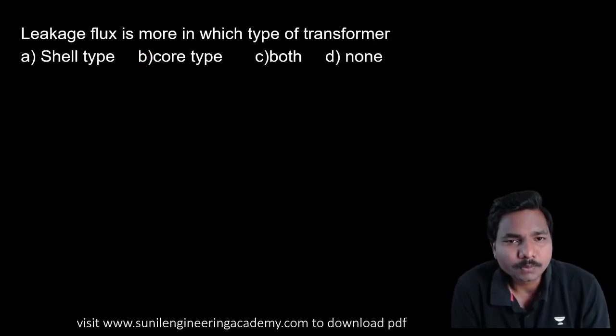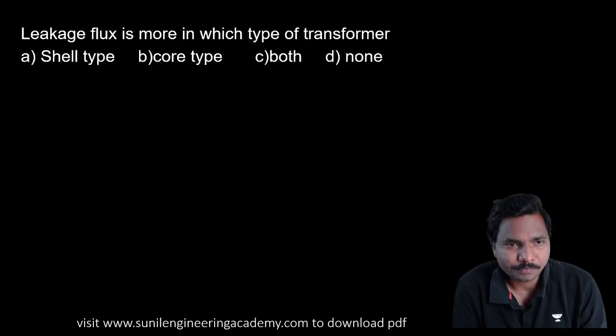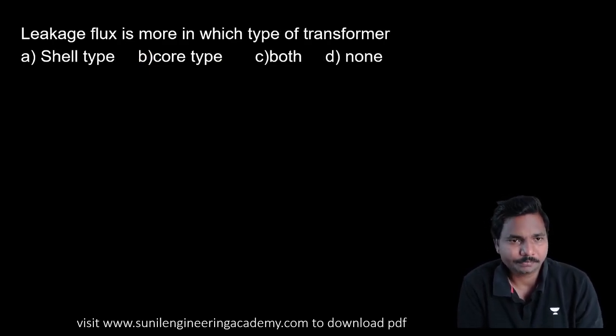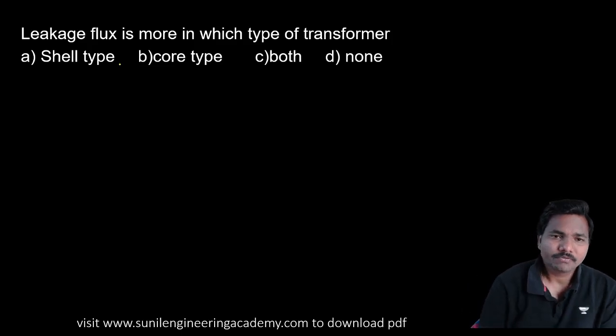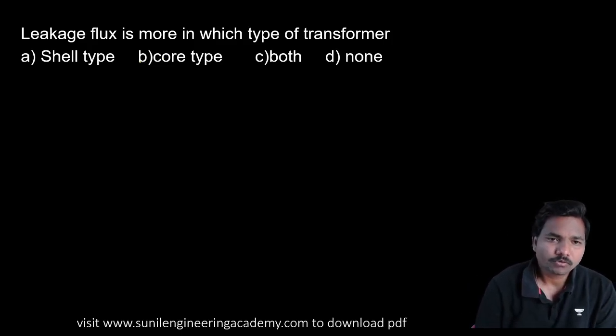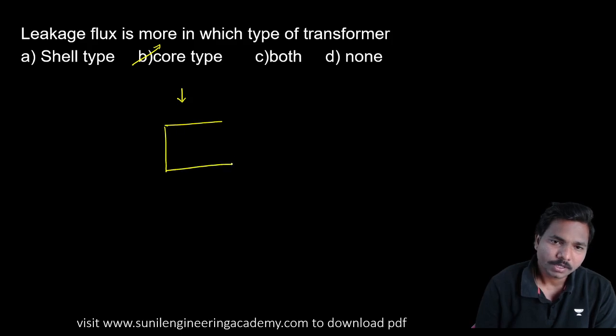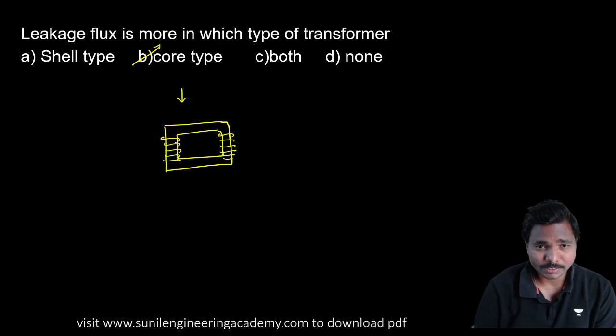Leakage flux is more in which type of transformer? Shell type or core type? Leakage flux is more in the core type transformer. Why? Because in the core type transformer, one winding is here, another winding is here. So there is a lot of gap between these two, which means there is a chance of more leakage flux.